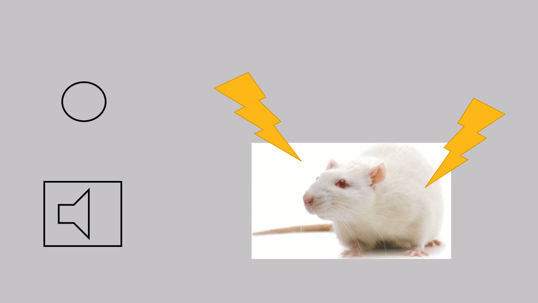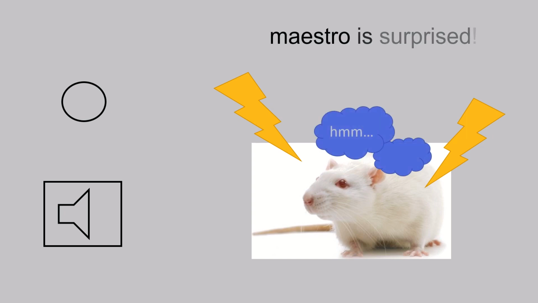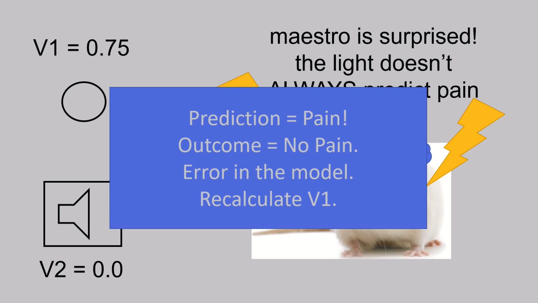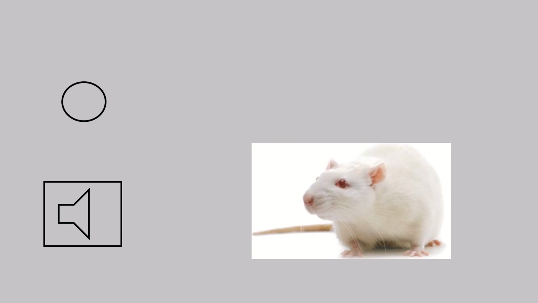So in this fourth trial, he gets shocked without any kind of warning. And so he's thinking, this is weird because I feel like I should have seen that light if I was going to get shocked. So we're going to readjust this value a little bit. And now it's time for us to recalculate the associative value of that red light. Now it's at 0.75 instead of just 1.0.